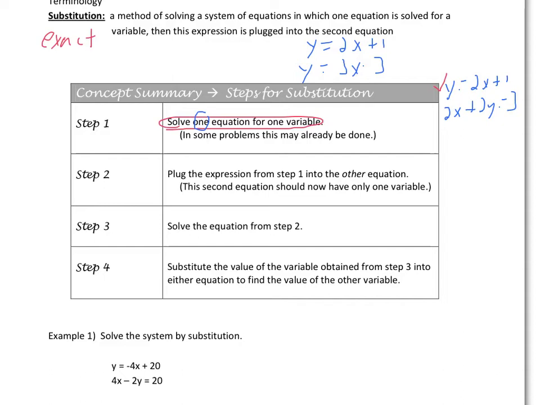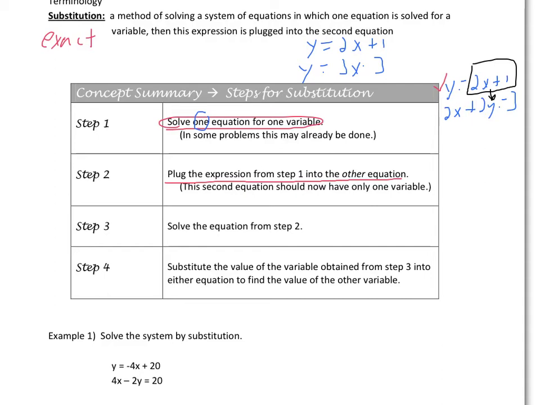So here then, once you have an equation solved for a variable, you will plug the expression from one of the equations into the other. So in other words, I would take what y is equal to, and I would substitute it in for the y in the second equation. And we're going to see an example of what this looks like.